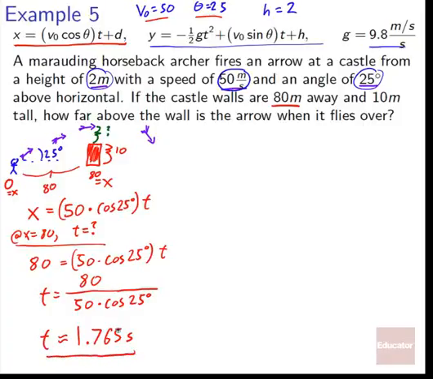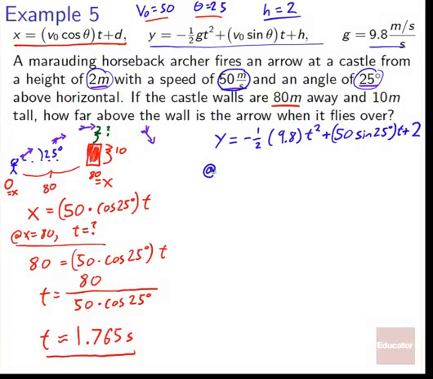So now we can plug that in and we can figure out, once it makes it to the walls horizontally, how high up is it? What is the arrow's height once we are at the walls horizontally? So now we use y. Y equals negative 1/2 times 9.8, our acceleration due to gravity, t squared plus v naught, so 50 times sine theta, sine of 25 degrees, all times time, plus our initial starting height. Our initial starting height was 2, right? Because he fires the arrow standing on top of a horse, so he's firing it from above the ground. He's not firing it from actually the level of the ground. So we will start working through that.